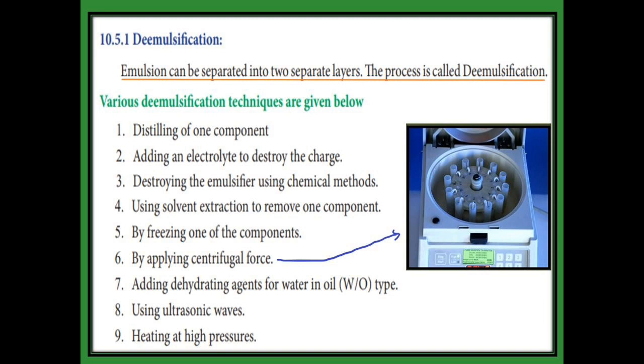That process is called de-emulsification. So what does de-emulsification mean? Separating the two layers of the emulsion is called de-emulsification.